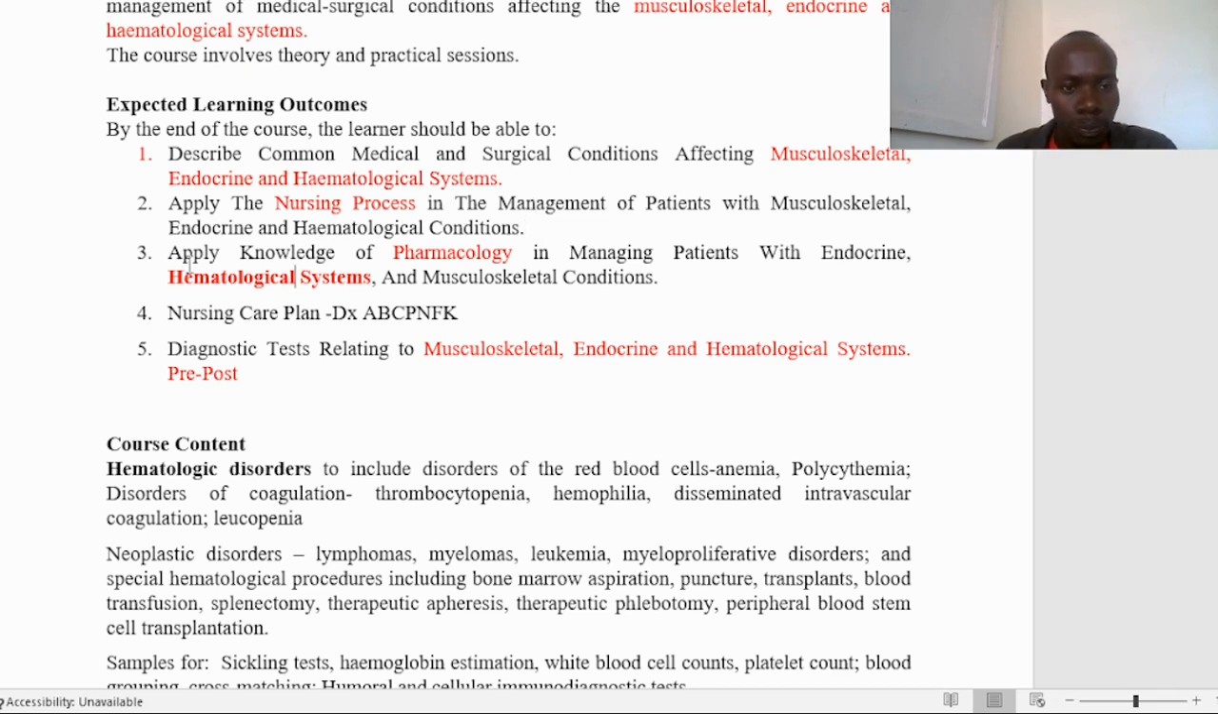Number 3, you need to apply the knowledge of pharmacology in the management of patients with endocrine, hematologic, and musculoskeletal disorders. Guys, pharmacology is usually a challenge, but you are kindly requested to review your notes on pharmacology because you are going to apply that pharmacology that you have already learned in the endocrine disorders, hematological disorders, and lastly musculoskeletal disorders.